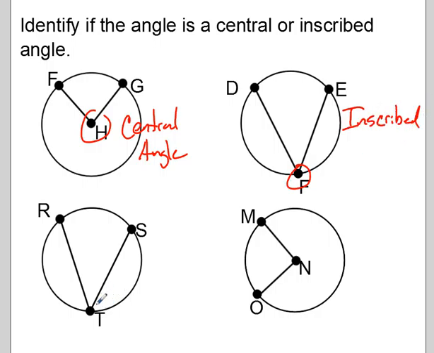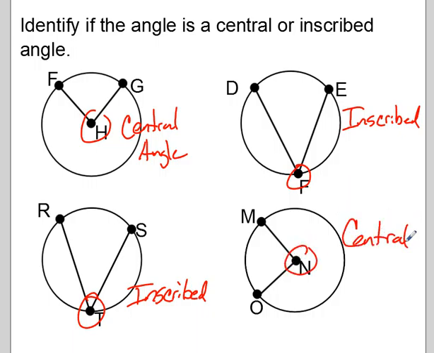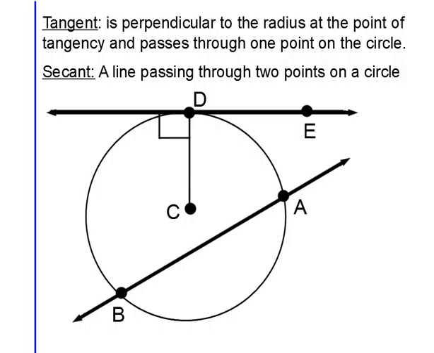In the third example, RTS, T touches the circle, so this is also inscribed. And in the last example, M and O, N is in the center of the circle, so this is a central angle. Let's move on to learning target 3.